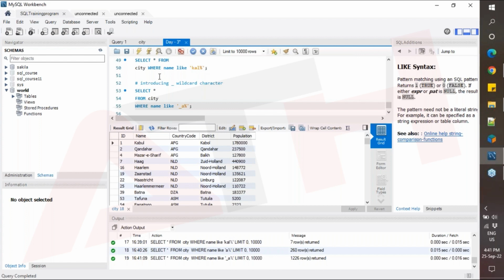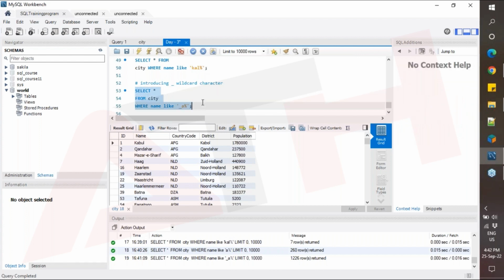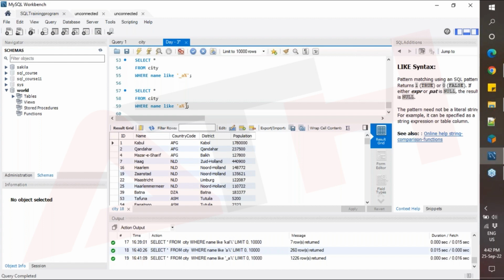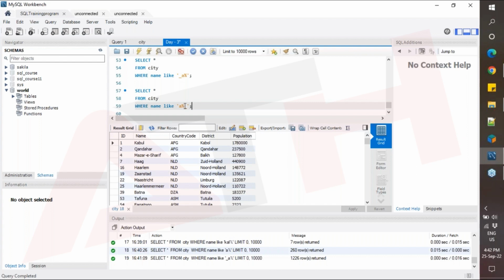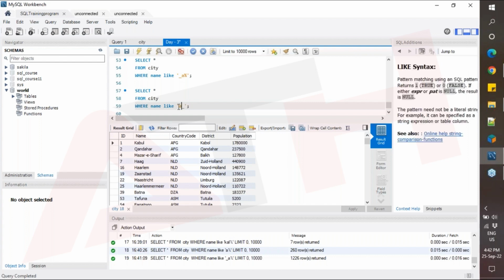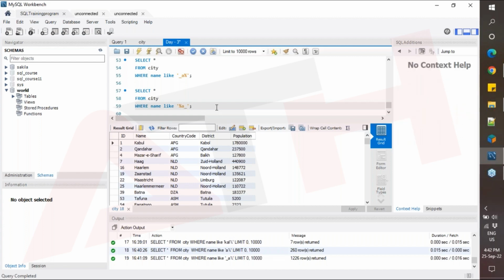So let's see the opposite of this. Now, what if I want the same thing but for the end? So if I just replace the position of this particular underscore, now my second last letter should end with A. So what I have done is explaining you. Now I want the opposite thing. I want that my last letter could be anything, but my second last letter should be A only.